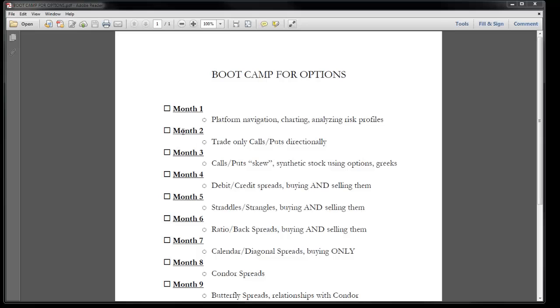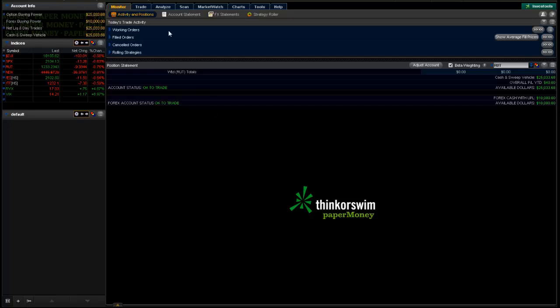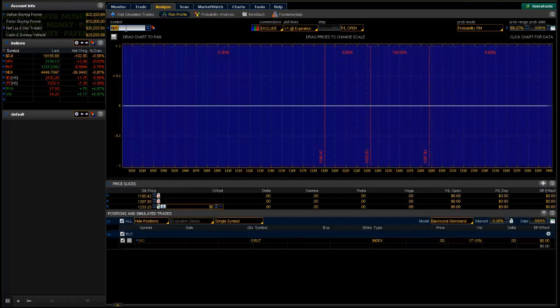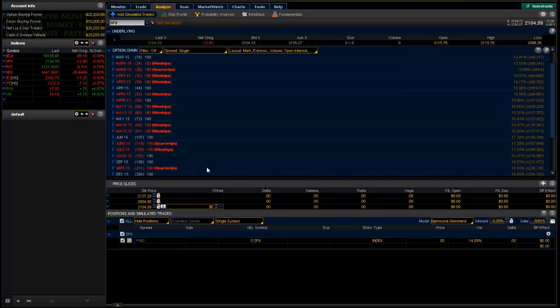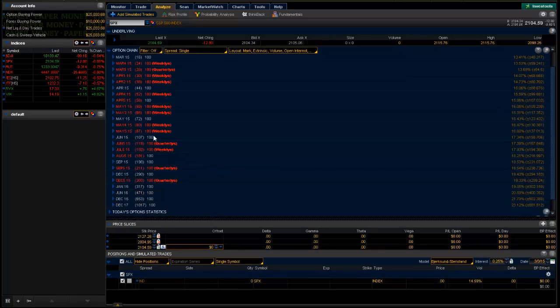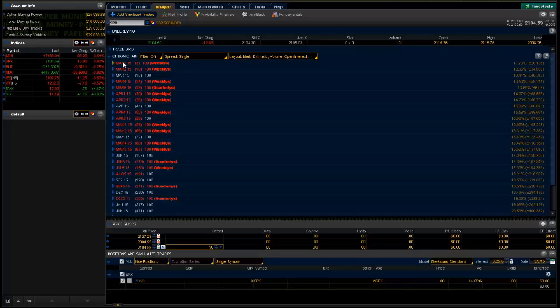So anyway, trading only directionally, puts and calls only. If we come in here and let's just say I want to look at SPX. SPX is the S&P 500. It's pretty much the broad market indicator of how the market is trading. You know, obviously you watch the Dow and the Russell and the NASDAQ, but SPX I think is where we'll start, because if you'll see, you have tons of options that are traded every single week.